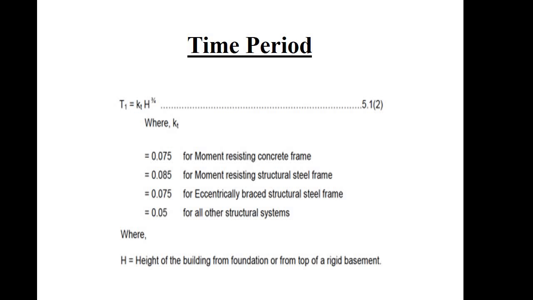As you can see in this slide, there is a formula T equal to K times H to the power of 3/4. That means K depends upon different types of structural systems, and the value of K is given accordingly for the different types of structural systems. While doing analysis as per the structural system, we need to take the value of K, where H is the height of the building from the base or foundation to the uppermost portion of the building.